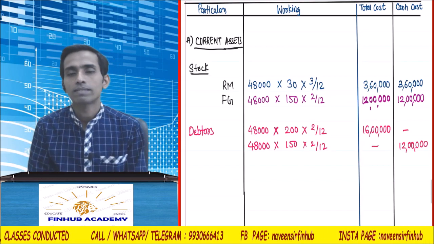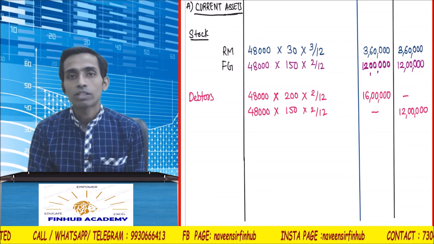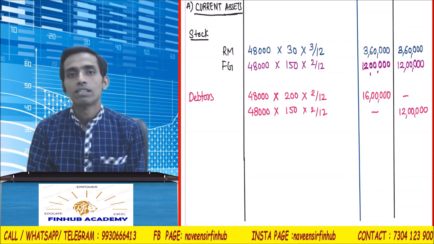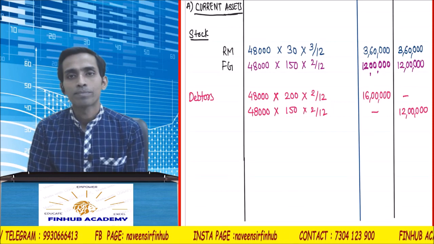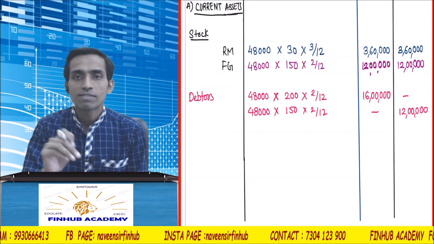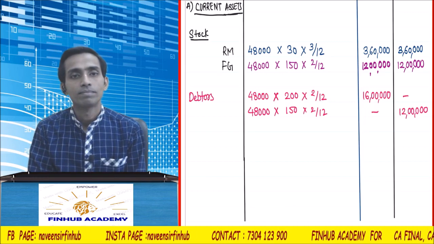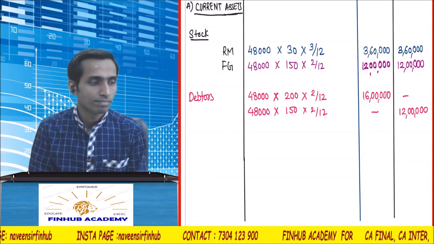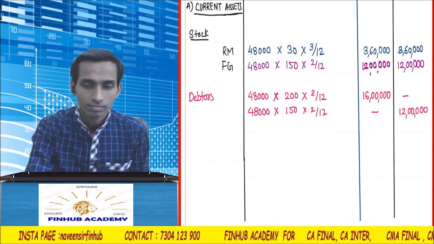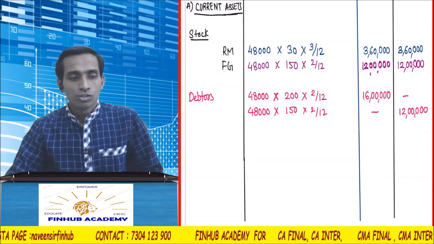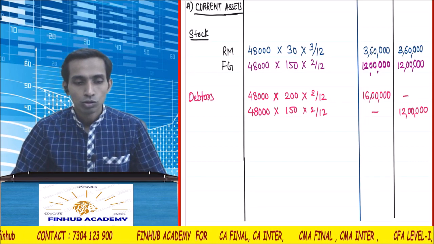Now please copy. 48,000 into, this is the basic difference. In total approach, debtor is valued at selling price. In cash cost approach, debtor is valued at cost. Chalo, done. Copy fast. Use both your hands.